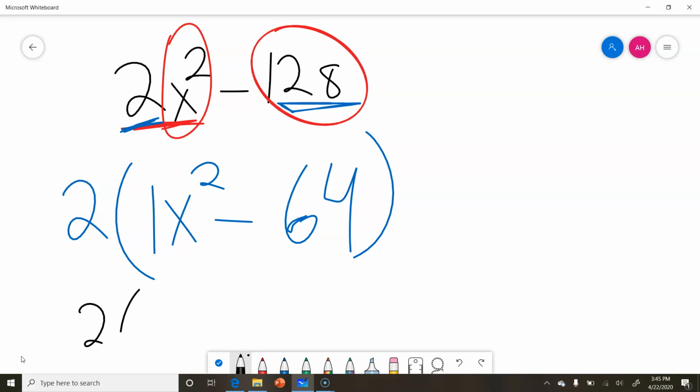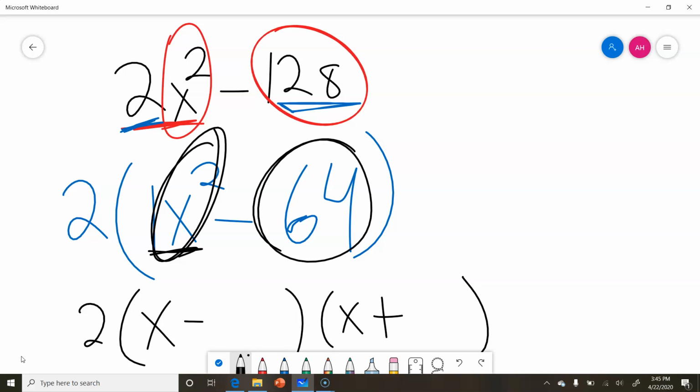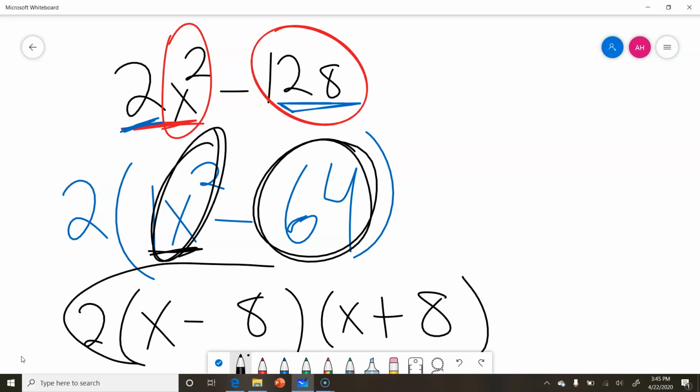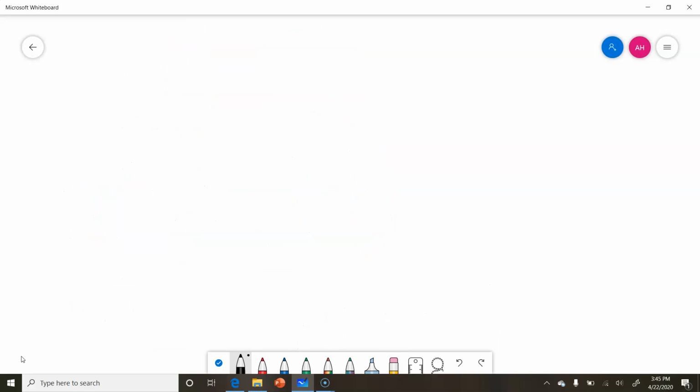So I come down here and write 2, and then I just do the same thing. X, and I know that one's going to be plus and one's going to be minus, right? Because I took the square root of x squared, and I got x, and now I take the square root of 64, and I get 8 and 8. And there, ladies and gentlemen, is my final answer. Okay, not too bad. Now let's do one that's a little more complicated here. And then I will let you work on the homework.